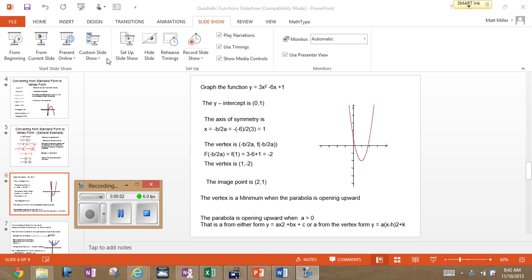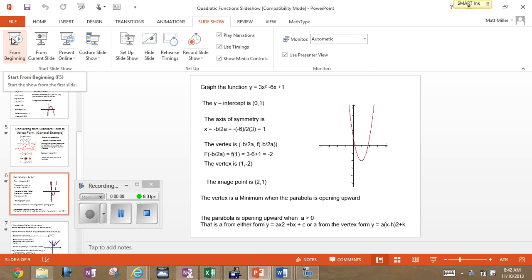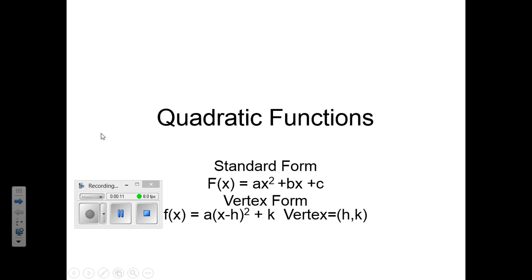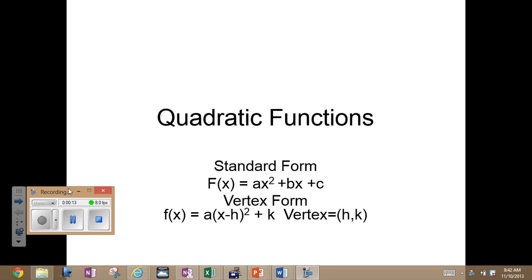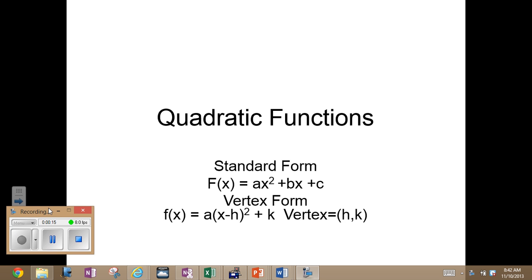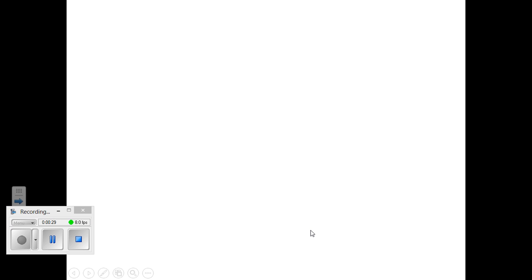All right, let's start talking about quadratic functions from this slideshow. Okay, so we'll run this slideshow from the beginning. We're talking about the quadratic functions, which can come in one of two forms: the standard form ax squared plus bx plus c, or the vertex form a times quantity x minus h squared plus k, where the vertex is (h, k). Okay, so supposing we had to construct the graph of this quadratic.